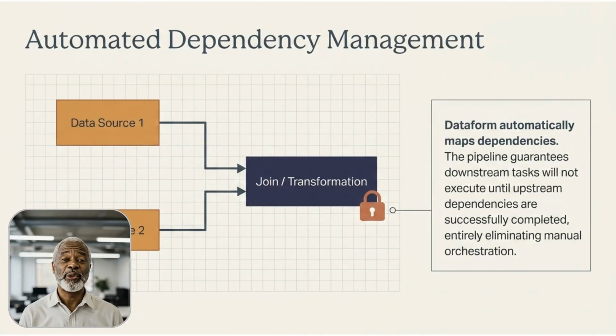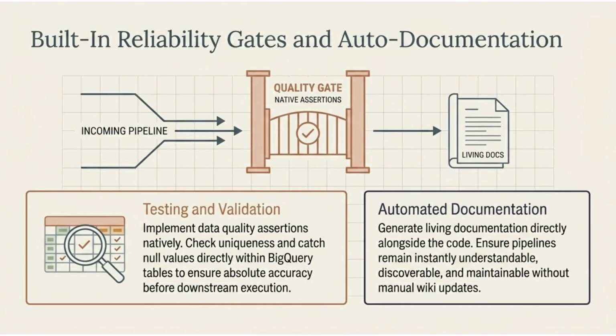DATAFORM includes automated dependency management. It maps dependencies, ensuring downstream tasks only execute after upstream dependencies successfully complete. This entirely eliminates the need for manual orchestration. Reliability gates and auto-documentation are built-in features. Data quality assertions are implemented natively within BigQuery tables to ensure accuracy. Automated documentation is generated alongside the code, making pipelines instantly understandable and maintainable.